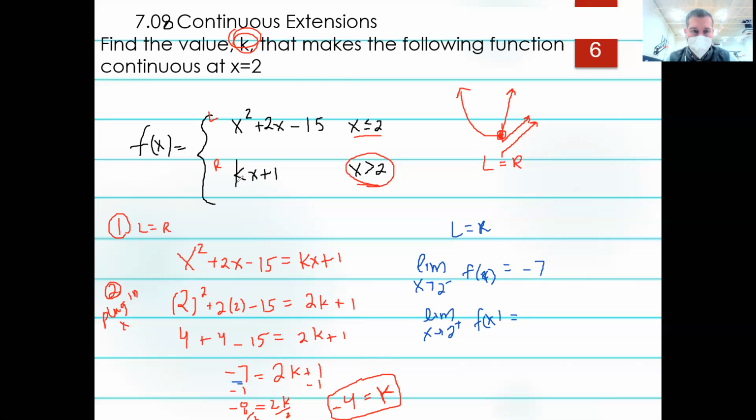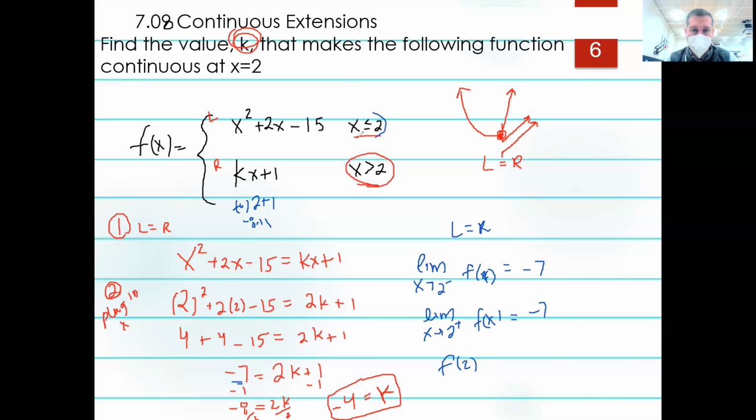From the right side, if we plugged in a 2, that would be 2 times some k value, right? And that k value we said was negative 4, so that'd be negative 8 plus 1, which is also negative 7, right? So the left is equal to the right, but what is f of 2 itself?